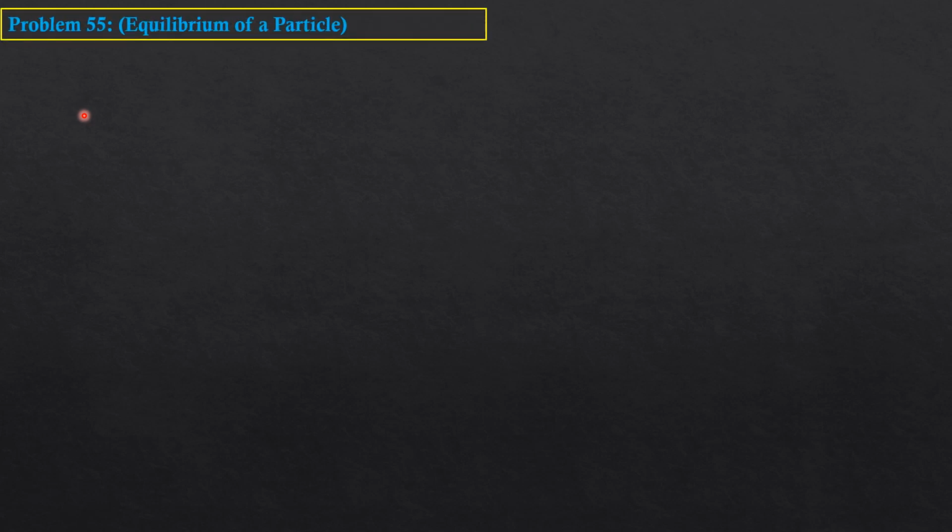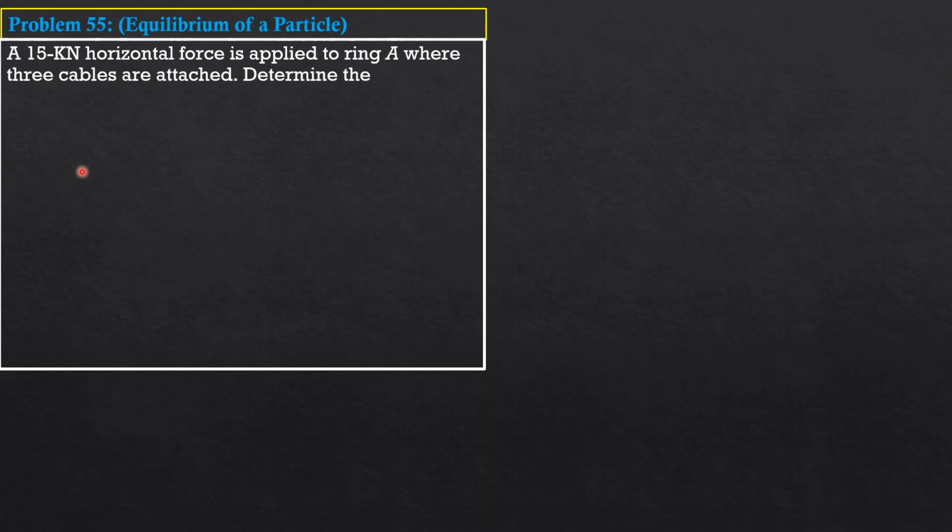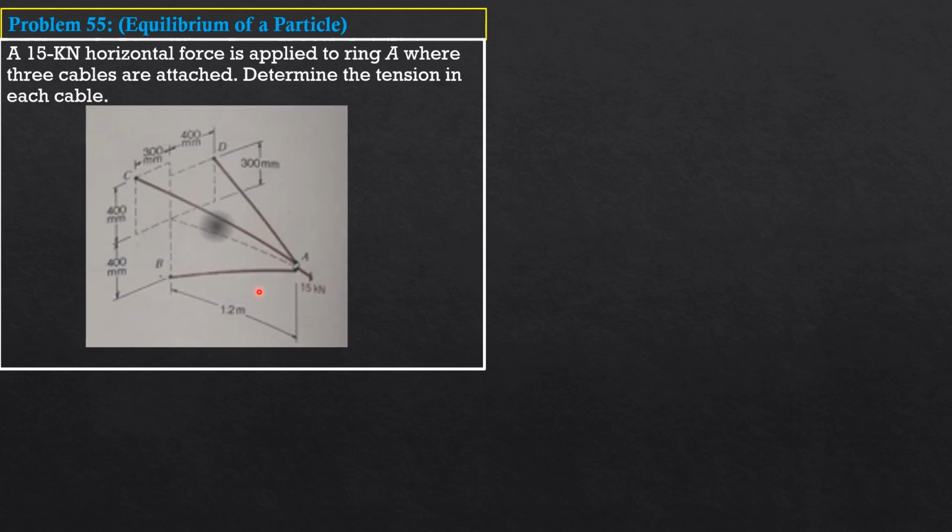So this is the first problem on equilibrium of a particle in 3D. A 15 kilonewton horizontal force is applied to ring A where three cables are attached. Determine the tension in each cable. So here is the given figure. Let's have S, the tension in this cable, as S_AB, S_AC, and S_AD.